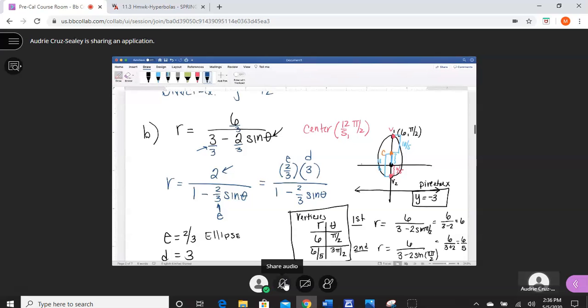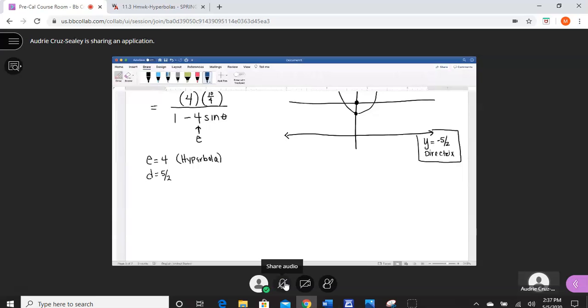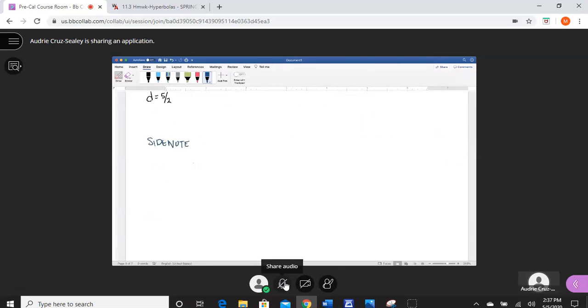So if you notice the pink, it's very similar. This is a side note. I'm going to erase this side note in a second because I don't want it to confuse you. This is not a part of the problem. If you had, let's say, an ellipse, and here's your coordinate plane, and here's your directrix. Here's the pole. Then you know that you have a vertex here and a vertex here. So when you make your r theta table to find out where they are, your angles would be 0 and pi.